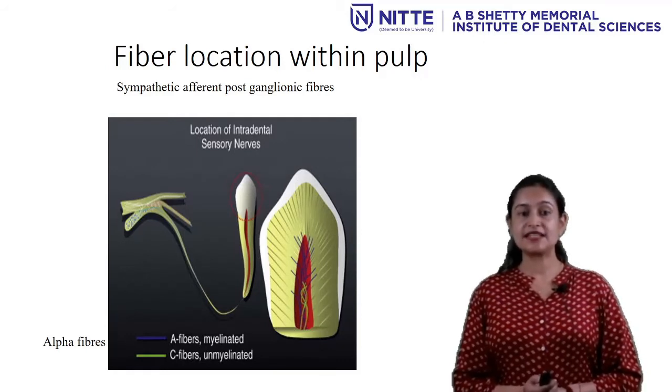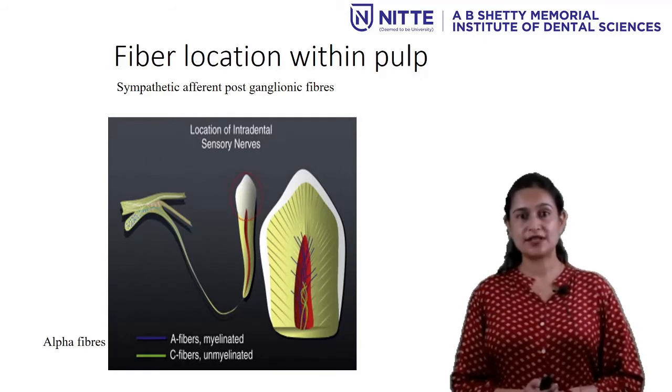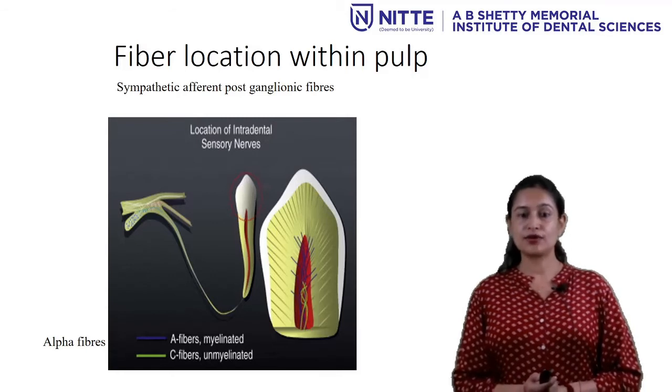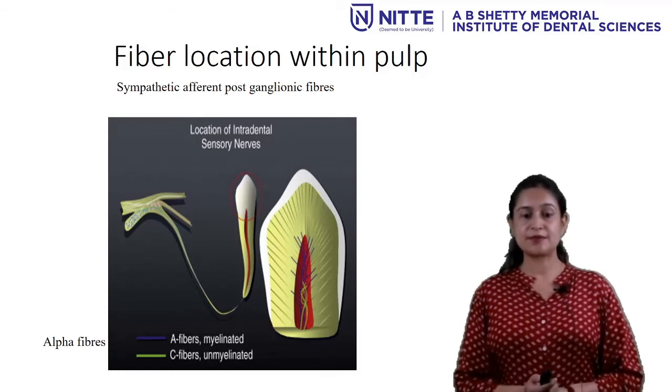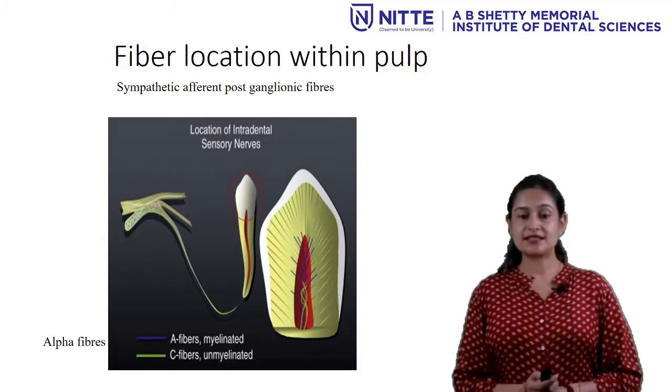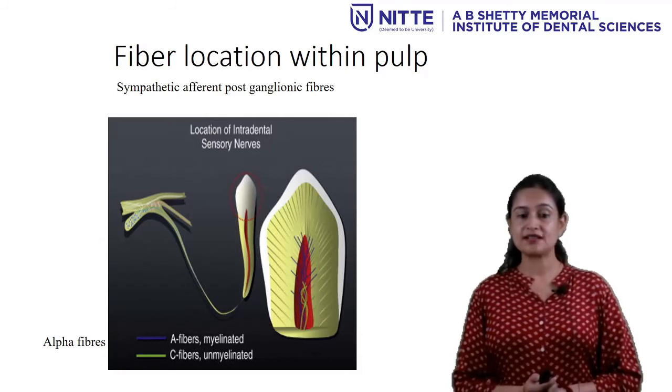The sympathetic efferent post-ganglionic fibers are the fibers of the pulp. The location of the intradental sensory nerves can be seen. The A fibers, the myelinated fibers, and the C fibers, that is the unmyelinated fibers. You can see A fibers externally, and within the center core of the pulp, you can see the C fibers. The A fibers are the ones which give the sharp shooting pain, whereas the C fibers give the dull pain.